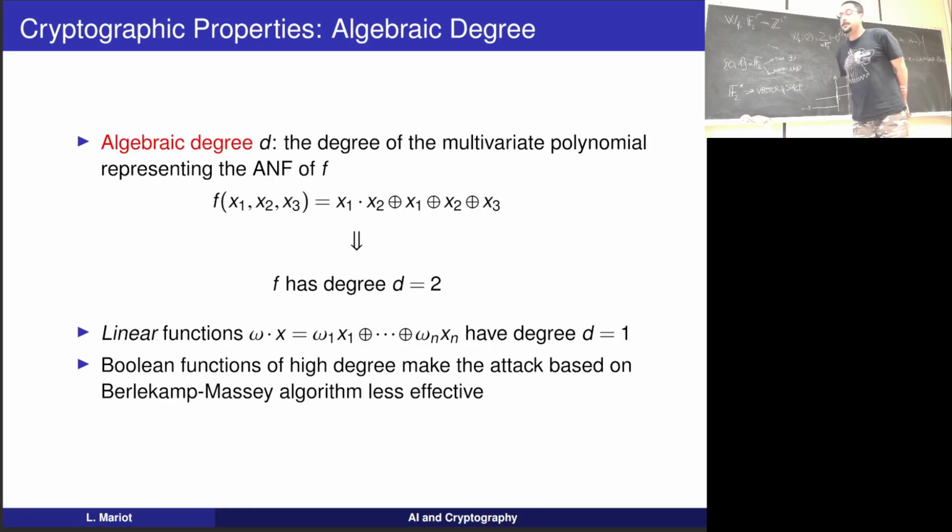And then we have nonlinearity. So the problem, like we said, with the linear feedback shift register is that they are linear, right? So we can use linear algebra in order to recover the initialization of the linear feedback shift register and thus break completely the crypto system. So we want our function to be nonlinear, and what does it mean?